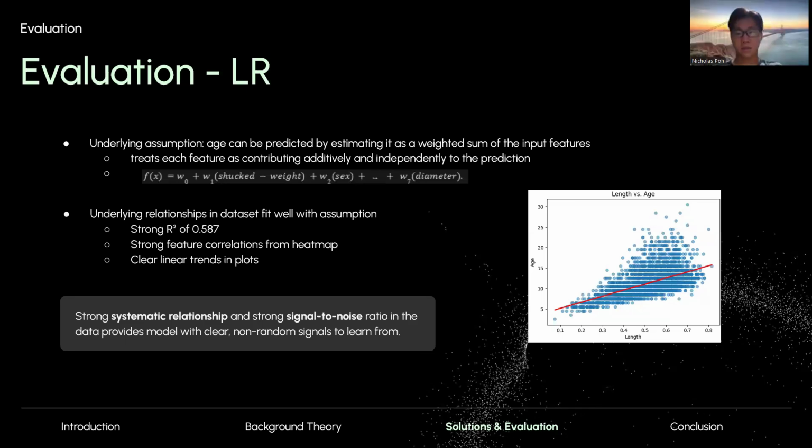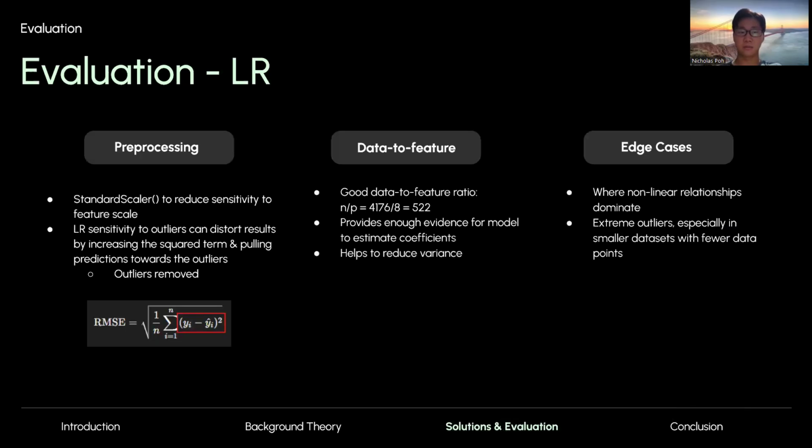The underlying assumption for linear regression is that age can be predicted by estimating it as a weighted sum of the input features, treating each feature as contributing additively and independently to the prediction. The underlying relationships in the dataset fit well with this assumption, having a strong R-square and feature correlations from the heat map, with clear linear trends in the plots.